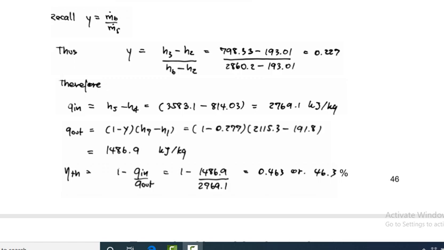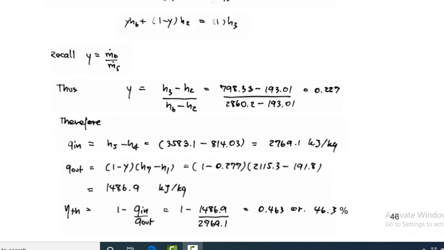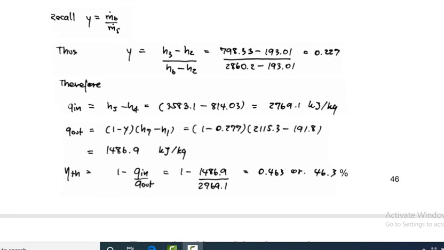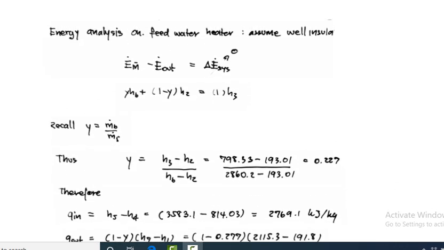And then find out the efficiency of the cycle, that means again the work output upon the heat supplied, that is 1 minus Q out upon Q in, equal to 1 minus 1486.9 upon 2769.1, equal to 0.463. Then you multiply by 100, you will get 46.3%.